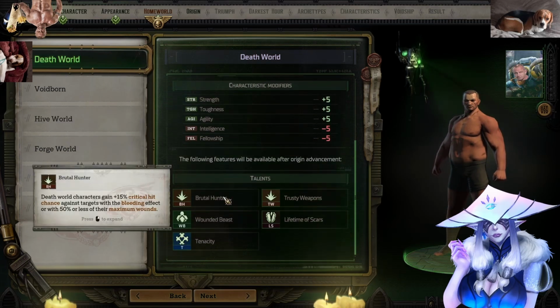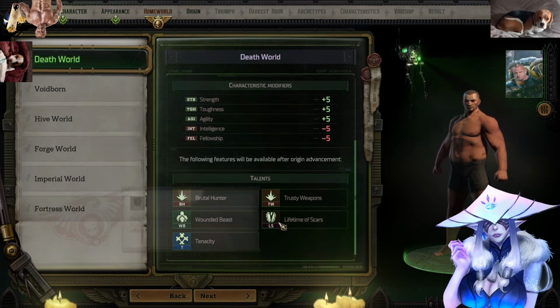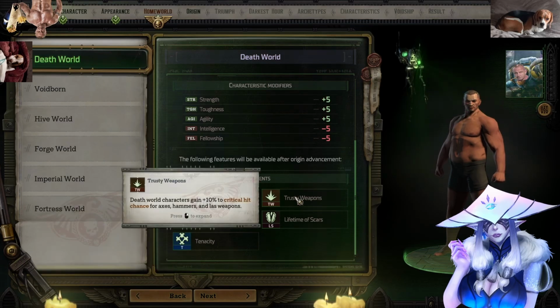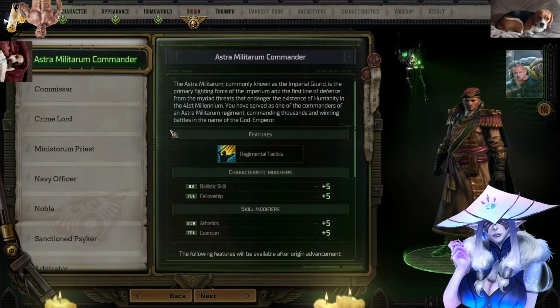Brutal Hunter. Death World characters gain plus 15% crit chance against targets with the bleeding effect. Lifetime of Scars. Wounded Beast. Tenacity. Trusty Weapon. Yes. With axes, hammers, and axe weapons. Yeah, okay, we have to pick this. Okay, no, Death World. Astra Militarum Commander.